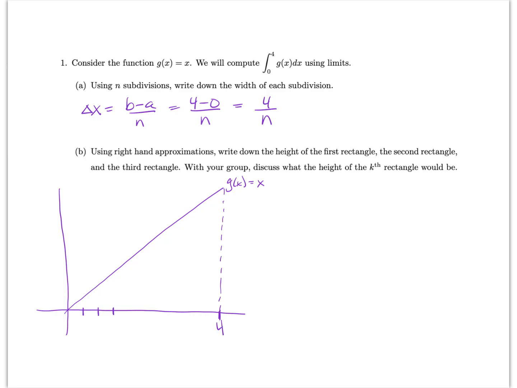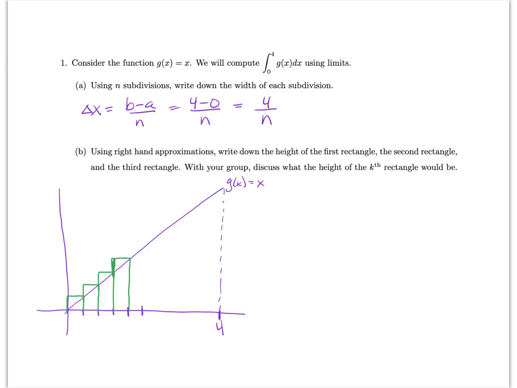And they just want me to write down the formulas for the first 3 rectangles. So I'm just going to put a few tick marks and draw some rectangles. And I don't know how many there are because it's n. So I can't figure out exactly how many tick marks to make. So I'm just going to stop after I've drawn a handful. So I am going to use a right-hand approximation. So for each of these intervals, I'm going to go up to the curve and draw a rectangle. And I'll go ahead and do 4 of them.